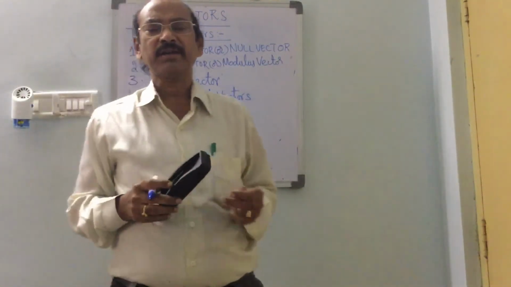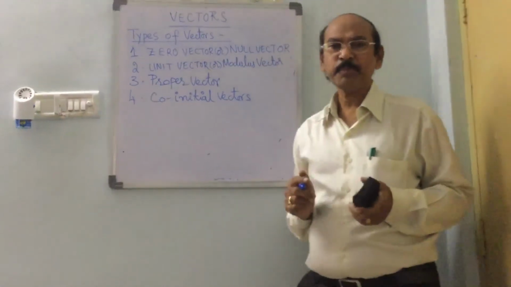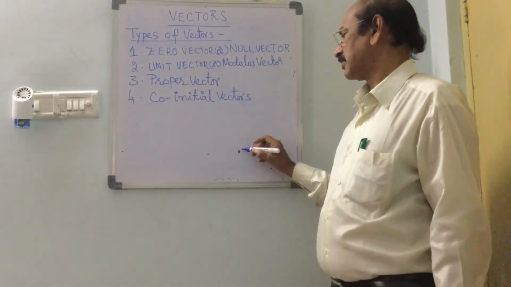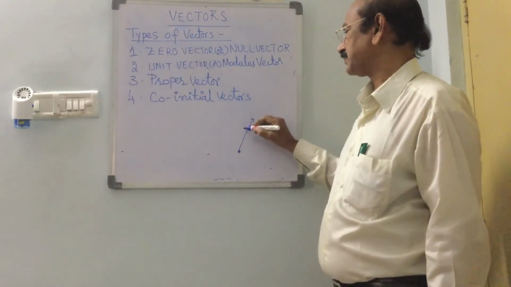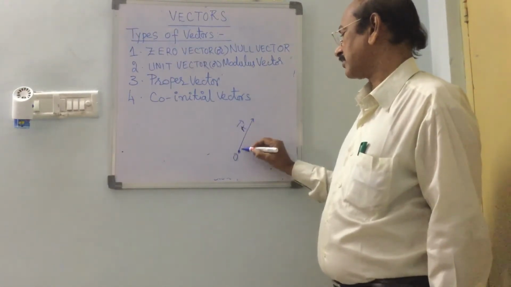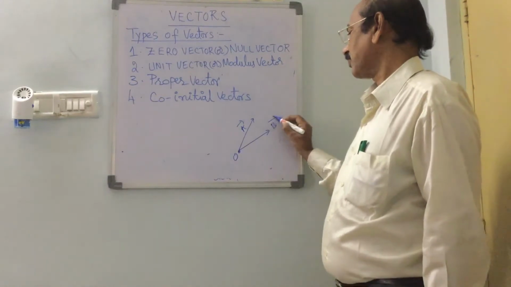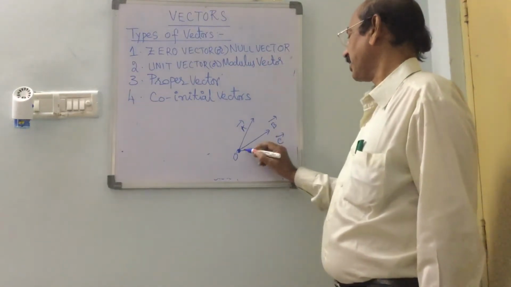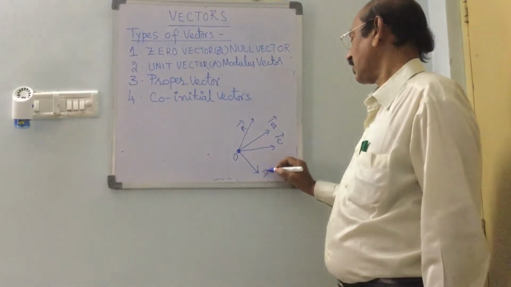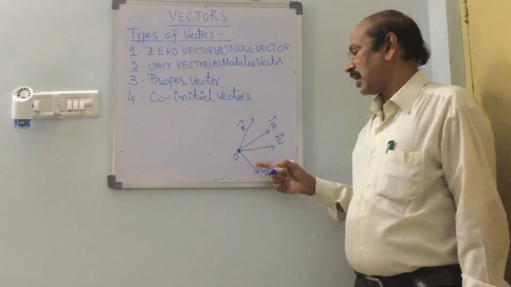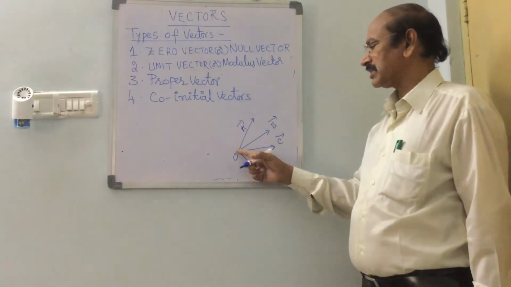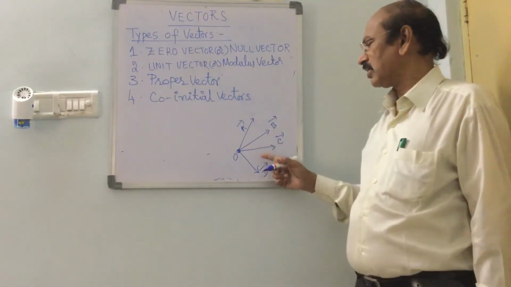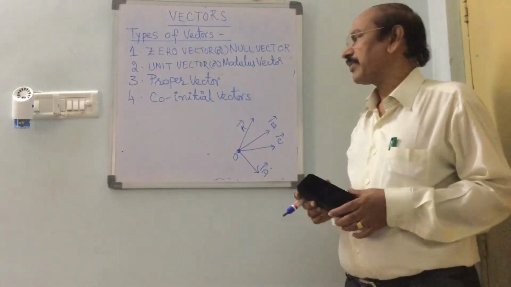Vectors which are starting from the same point are known as co-initial vectors. For example, a bar, b bar, c bar or d bar. All these are vectors starting from the same point O. So they are known as co-initial vectors.